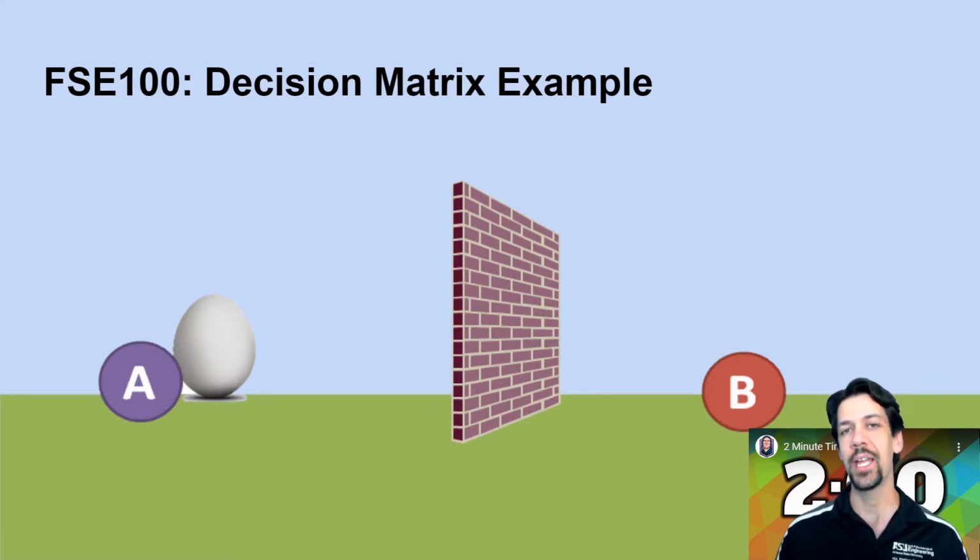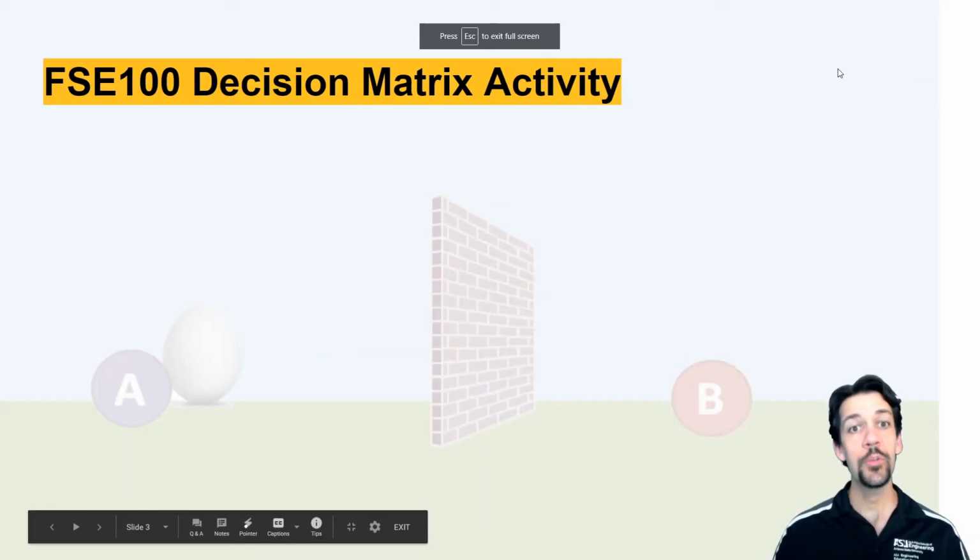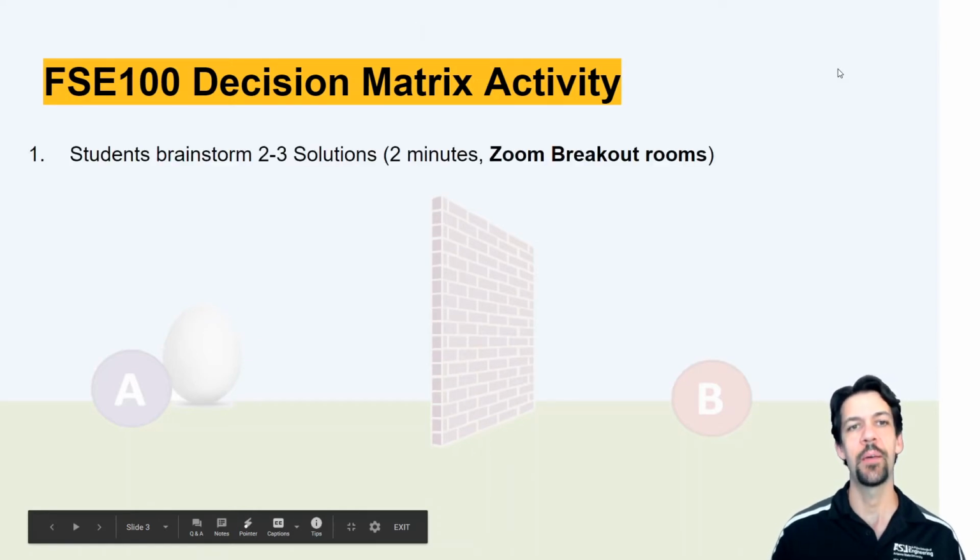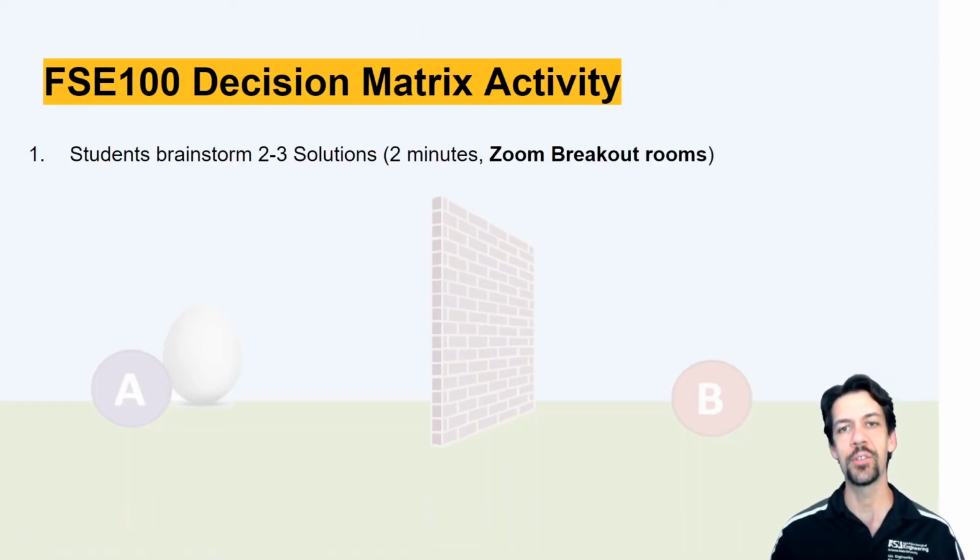So we have a whole bunch of eggs. We have a whole bunch of people on the other side that we need to feed. And how do we get eggs from point A to point B? So the first part starts off with giving the students about 2 minutes using Zoom breakout rooms to come up with a bunch of ideas.